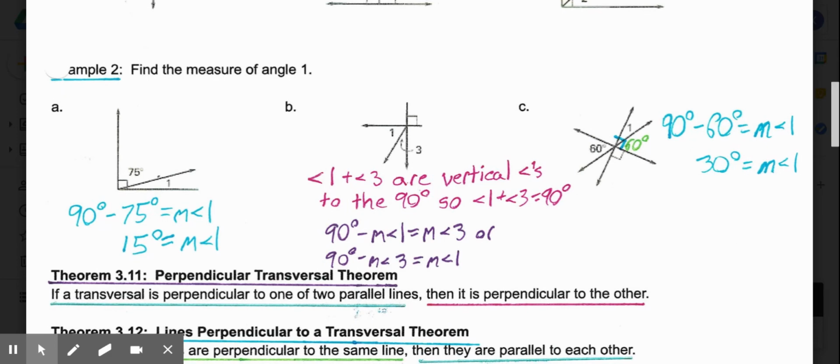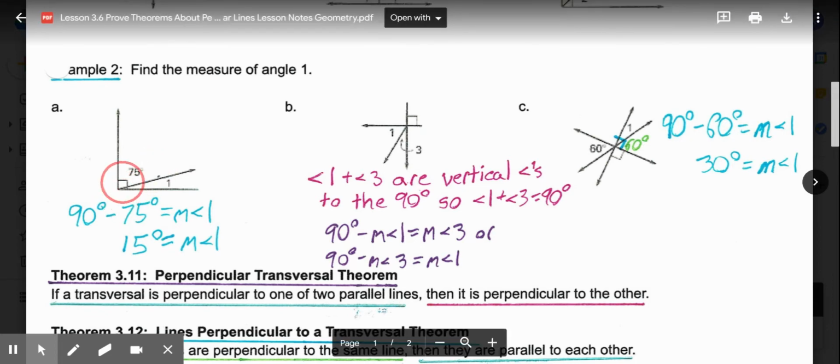So in example 2, we're going to explore that idea and find the measure of angle 1. So we have a perpendicular angle here and then 75 degrees. So we can simply do 90 degrees minus the 75 degrees to get the measure of angle 1. So the measure of angle 1 was 15 degrees.